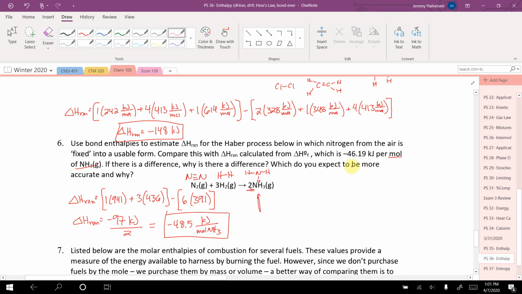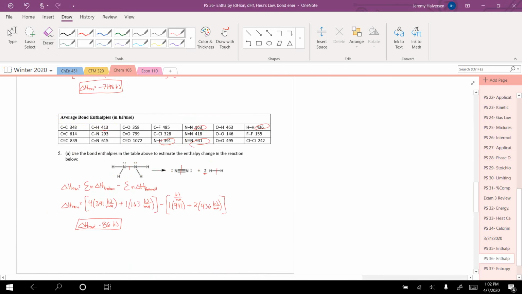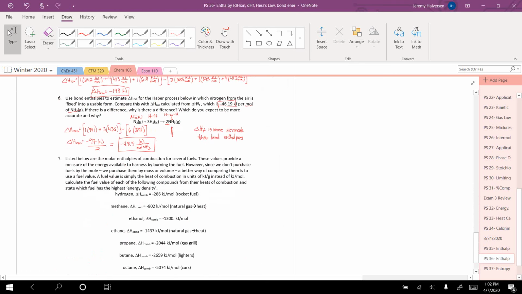So now how do they compare? They're a lot closer. But are they still different? Absolutely. And which one's more accurate? This one is more accurate. So delta H of formation is more accurate than bond enthalpies. Because again, bond enthalpies are average values. You see that on this table right here. These are average bond enthalpies. Because a C-H bond in one molecule will be a slightly different bond enthalpy than a C-H bond in a different molecule.